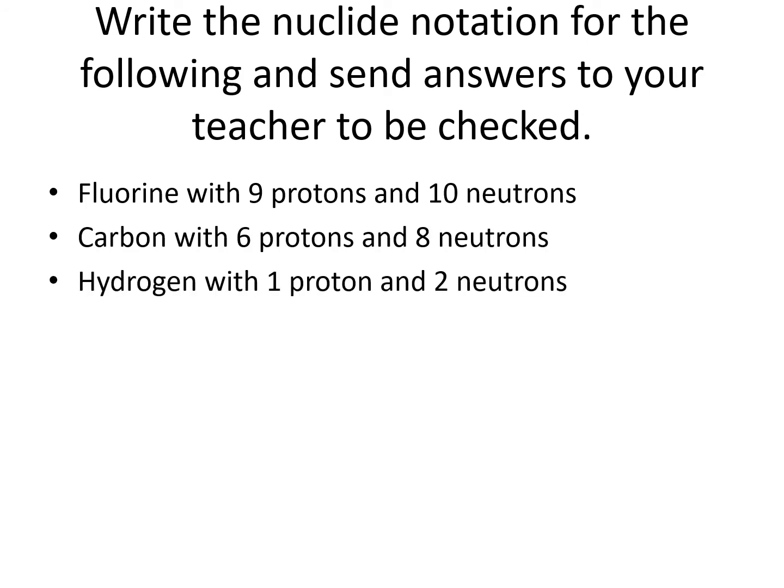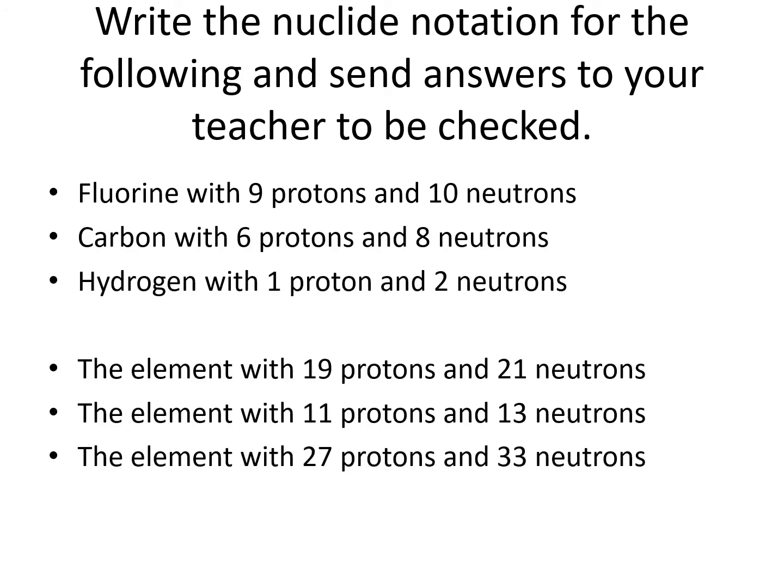Also, I want you to write the nuclear notation for these questions here. Remember nuclear notation, you're going to have your symbol. I'll talk through the first one. Your symbol is going to be F, fluorine. It's got 9 protons, and the number of protons tells us the atomic number. It's got 10 neutrons, so we can work out the mass number. Remember nuclear notation: atomic number bottom left hand side, mass number top right hand side. The atomic number is given by the number of protons. Your mass number is your protons and your neutrons added together.